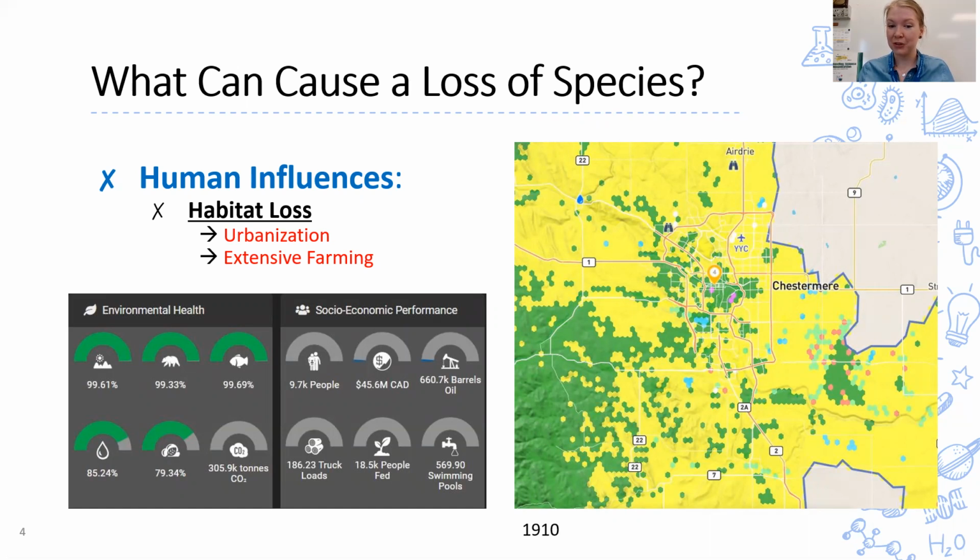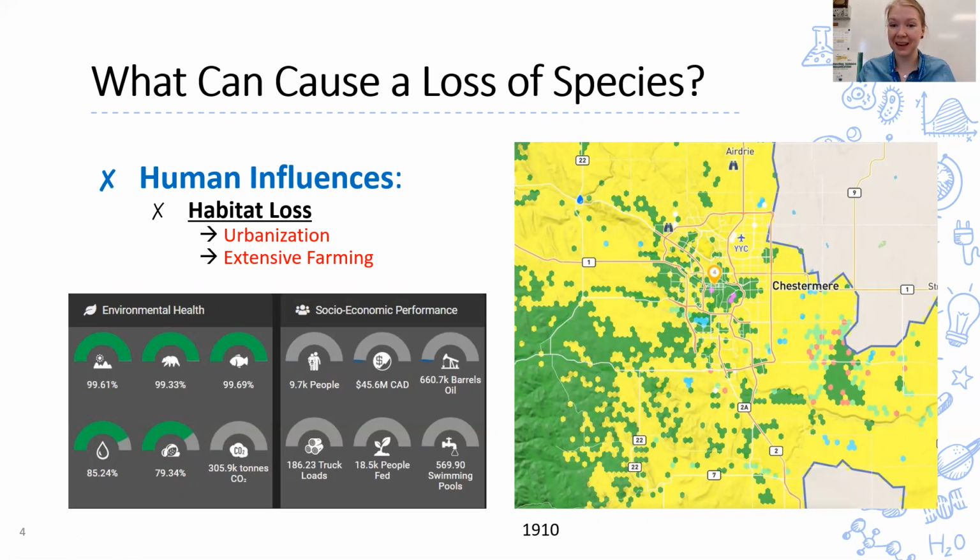So the first image here you see is 1910. If you look at the environmental health, things are looking pretty lovely. Lots of grizzly bear habitat, marine life is doing good. The diversity in the forest is doing really good. Water quality is doing great. There's not much CO2 emissions. Very few people to feed. Not much of the forest is being harvested, and not as much water has to be used.